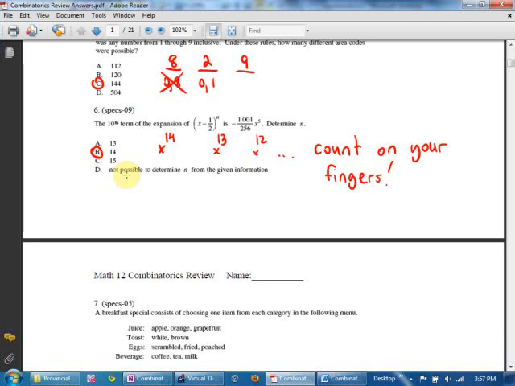What do I want it to be? 10th. Okay. So the 15 is wrong. Then I tried 14, and it worked. That's why I wrote it. I counted on my fingers.